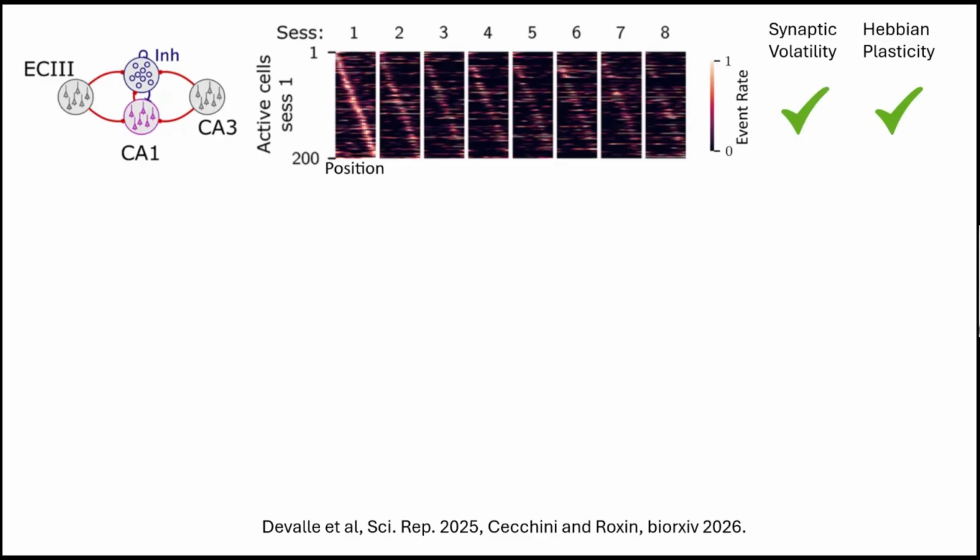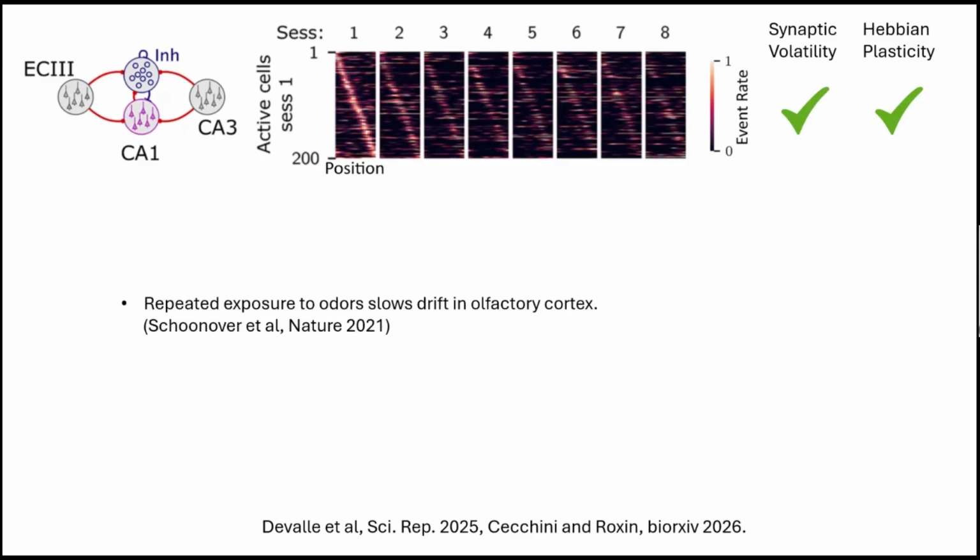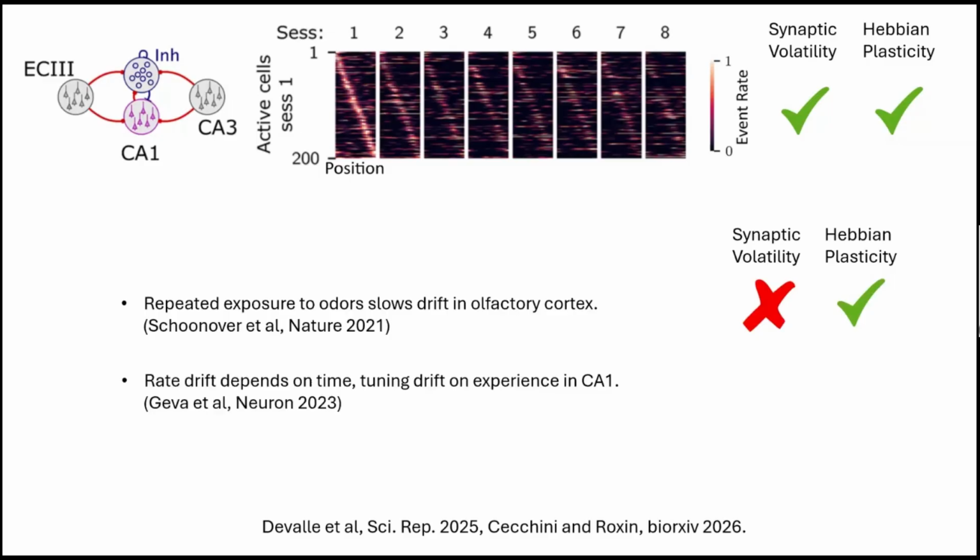But without going into detail, there are other very interesting findings that are only consistent with Hebbian plasticity. For example, if you take mice and familiarize them with an odor, and you take two groups, and in one group you give them that odor more often than the other, you find that the group that smells that odor more often has less drift. So you can stabilize the representation of the odors by increasing the repetition rate. Well, this can be explained with a Hebbian mechanism and not so easily with synaptic volatility.